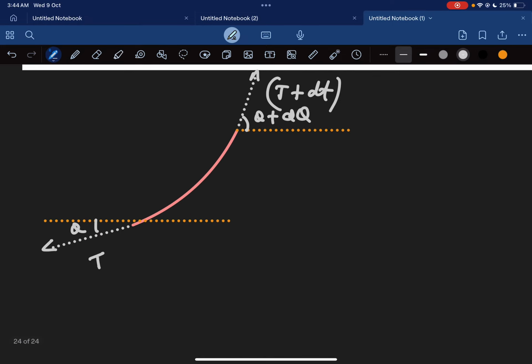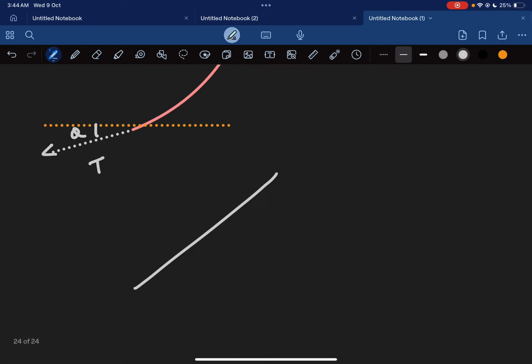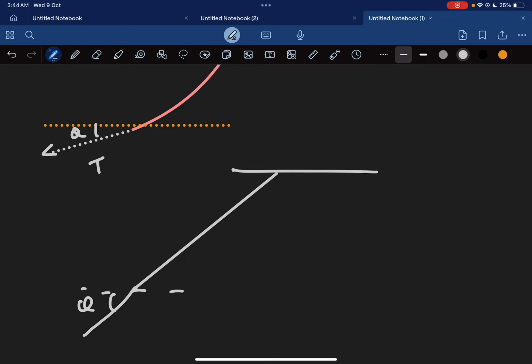There's no geometrical relation I can find here, but by using a simple logical approach, I can say that if this was my straight line, and I talk about the angle of the straight line with the horizontal as theta, then from here also it should be theta, right? Alternate interior angles.